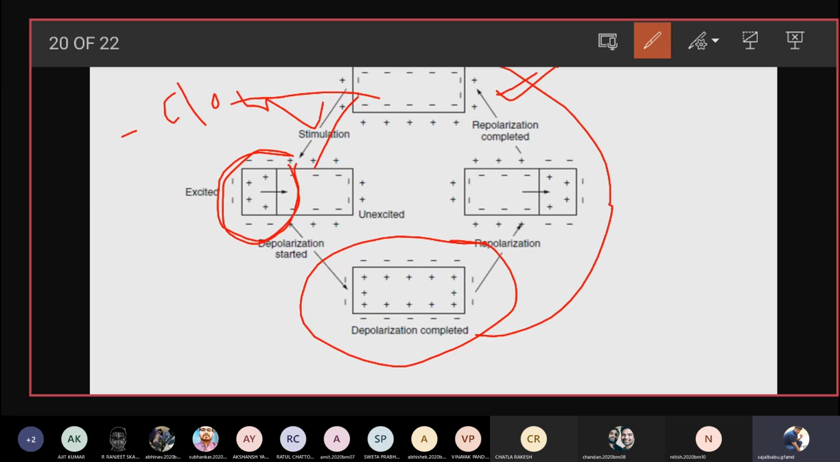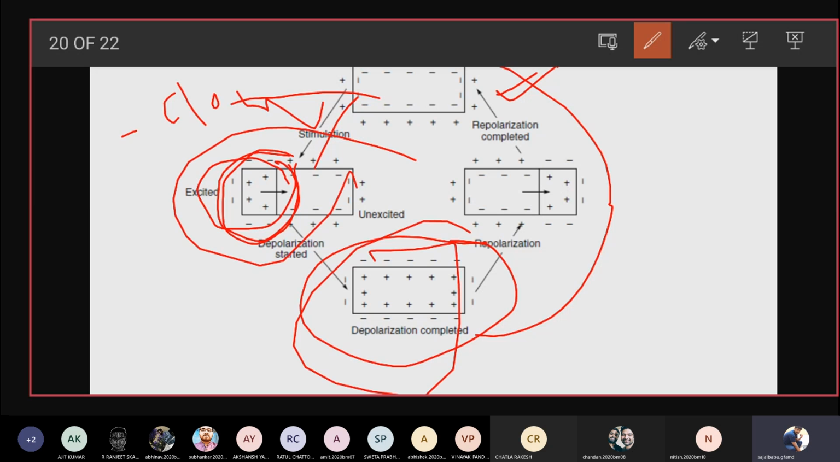It will reach its repolarization state. As repolarization occurs, first some part will get unexcited and then slowly the complete cell, until it reaches complete repolarization. So whenever repolarization occurs, it will reach the rest potential, that is minus 90 millivolts. And whenever depolarization occurs, it will reach the active potential. That means you have depolarization and repolarization.